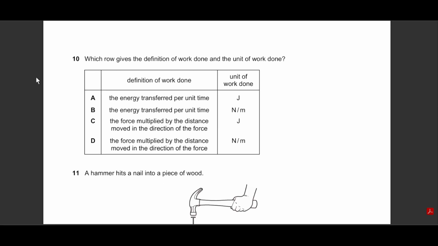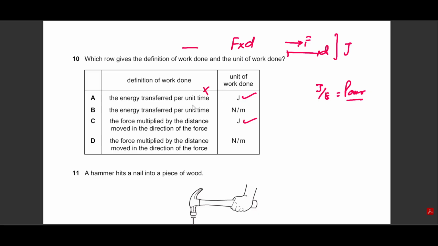Question number 10, he says, which definition of work done? This is simply force into distance, but the condition is that the force and distance covered should be in the same direction. Once that's done, the unit is joule. So we know there's going to be either A or C. But let's see, energy transfer per unit time. Now, energy, joules per time or second, is basically power. So we are wrong about the definition, and we're wrong about the unit in terms of power as well. So let's check option C. The force multiplied by distance. This is the right answer for work done. The option C will be the correct answer for this.